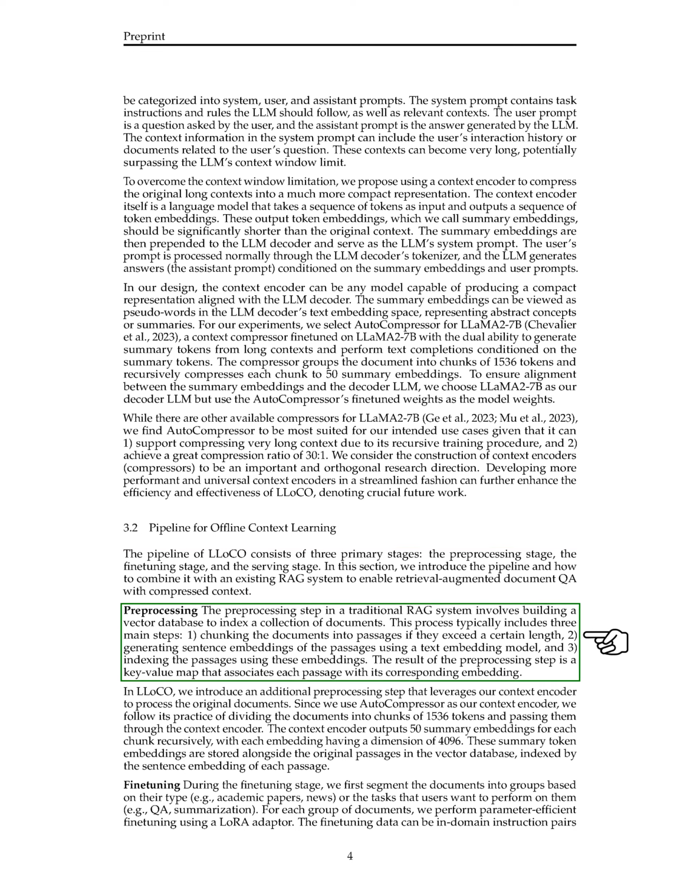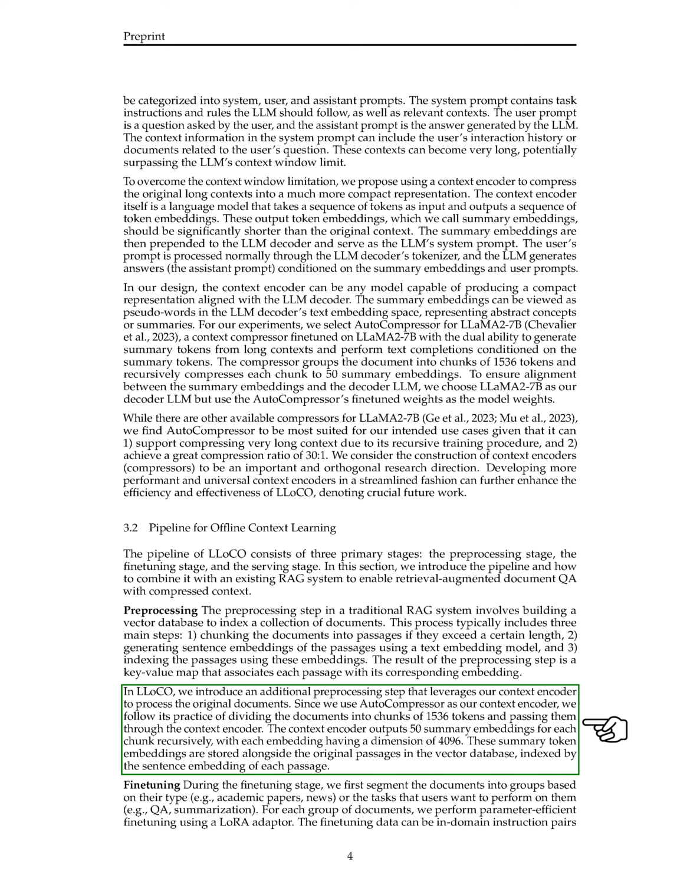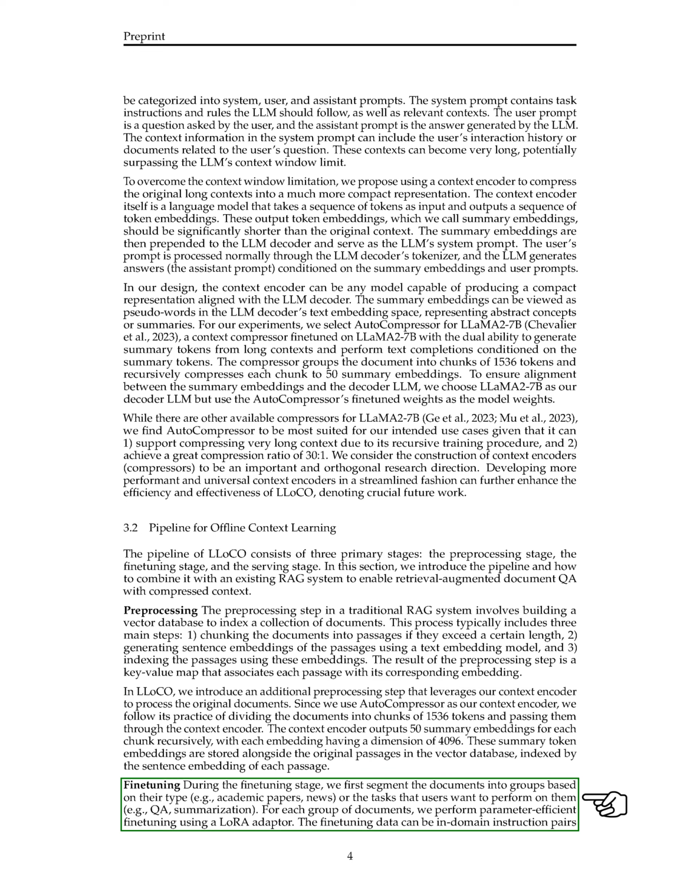In the pre-processing stage, we typically chunk documents into passages, generate sentence embeddings for these passages, and index them. In LLoCO, we add a step where we use our context encoder to process the original documents. We divide the documents into chunks of 1536 tokens and pass them through the context encoder to get 50 summary embeddings for each chunk.